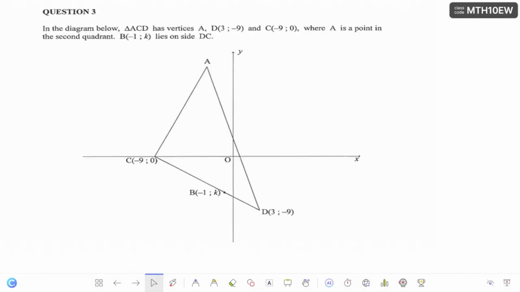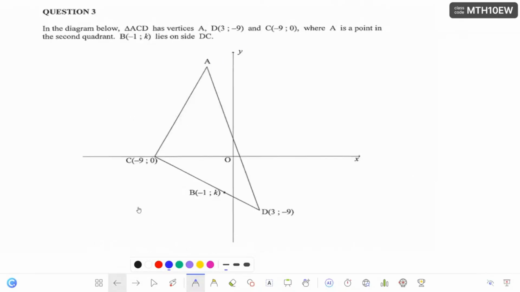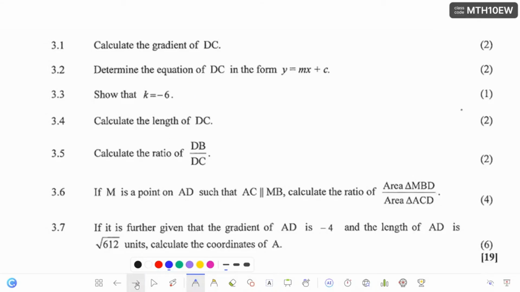So question 3 is analytical geometry. They said in the diagram below, triangle ACD has vertices D at 3 and -9, and C at -9 and 0, where A is a point in the second quadrant, B is at -1, and K lies on the side DC. Okay. So first they said, calculate the gradient of DC.